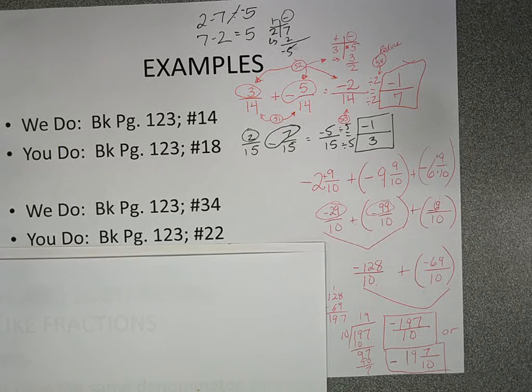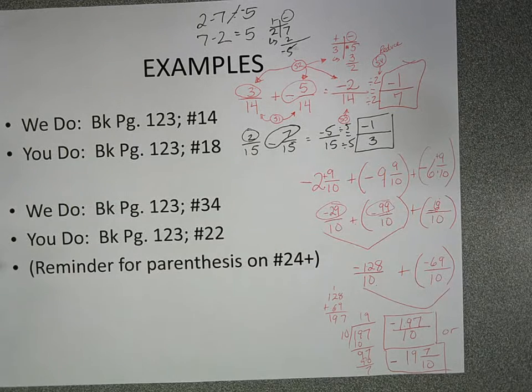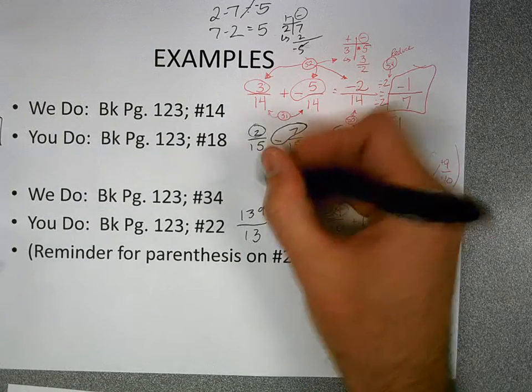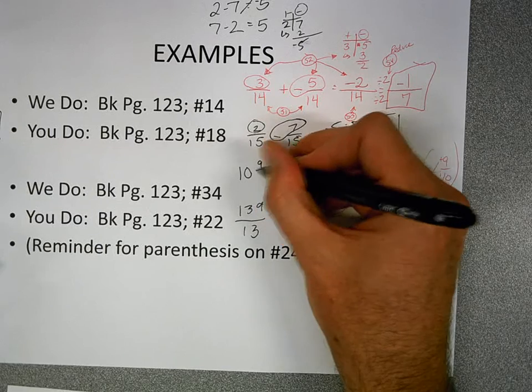I got negative 60 over 3. Okay. Problem number 22. Okay, number 22, because of time, it would have been 139 over 13, or 10 and 9/13.